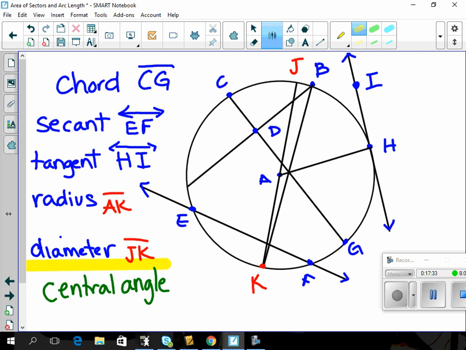Central angle, think about looking at the picture. When we talk about an angle, where does the vertex lie in a central angle? Which word do we use for the middle of a circle? The center, right? Central angle, the vertex is on the center. So look at the picture and think about an angle in the picture where the center is the vertex. Remember, center is A, right?